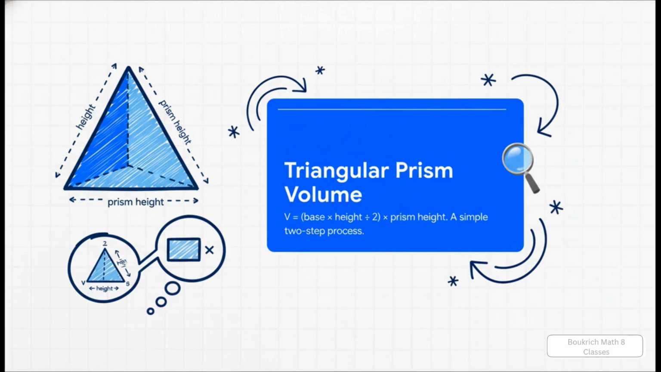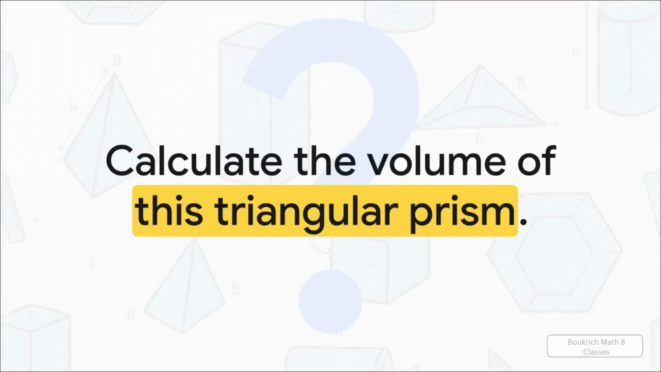And listen, this is the height of the triangle itself. Once you have that area, you just multiply it by the height of the entire prism. You know how long it is. Two steps. That's it. Okay, let's put this new tool to the test.